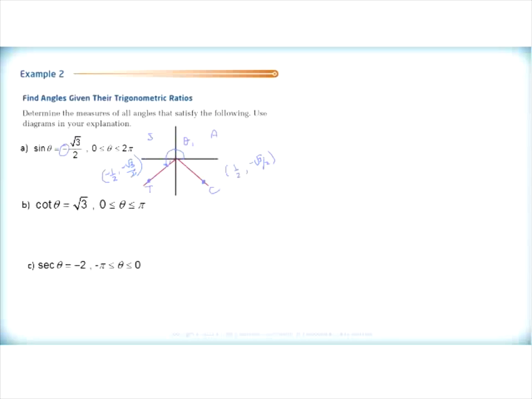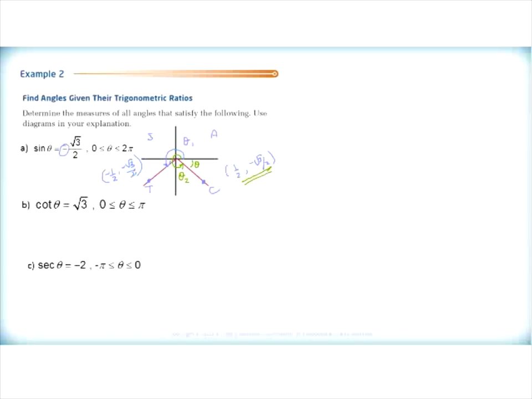There's theta 1, and here's theta 2. We just need to determine the value of those two angles. The reference angle associated with that point of 1/2, negative root 3 over 2, we should recognize that as an angle of 60 degrees, which we can write as pi over 3. We should memorize that and know that 60 degrees is pi over 3.